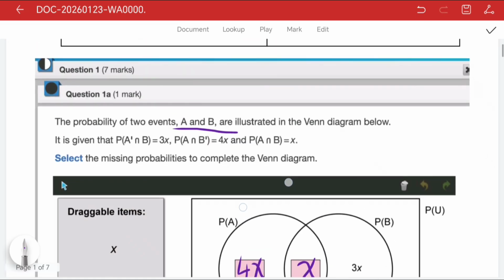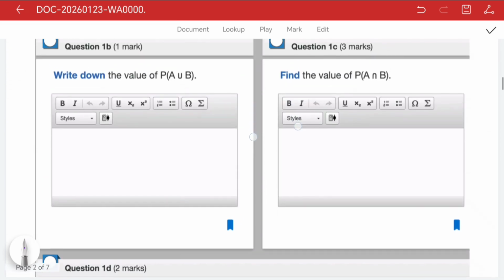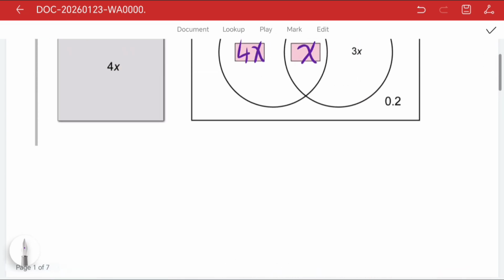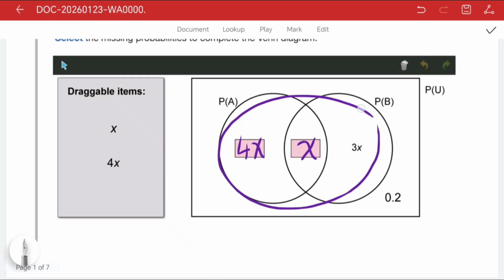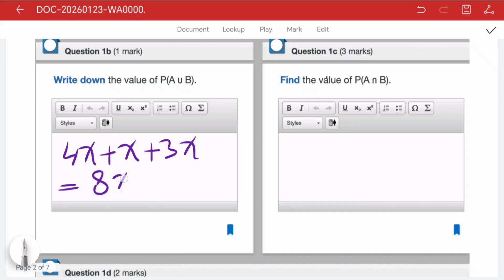So how many marks for this one? 1 mark. And after that, the next question is question number 1b. Write down the value of A union B. A union B means you will add all the values here. This is one, which is equal to 4x plus x plus 3x, which is equal to 4 plus 1 is 5, 5 plus 3 is 8x.